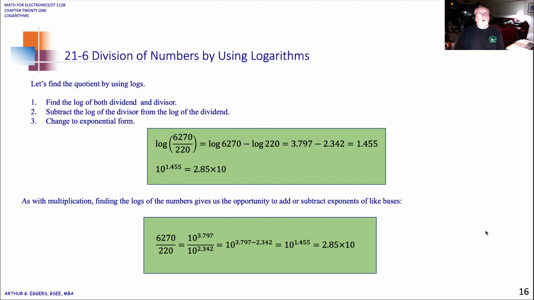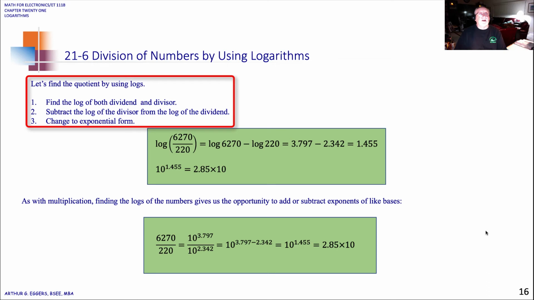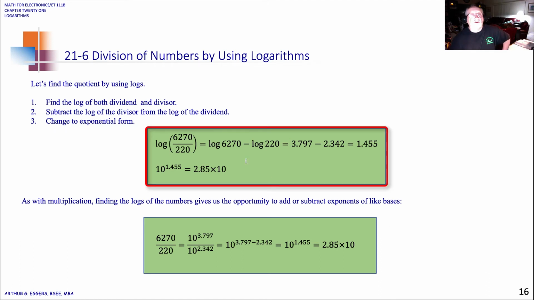So to find the quotient using logs, again, find the log of both the numerator and denominator, the dividend and the divisor, if you will. Subtract the log of the divisor from the log of the dividend, and then change to exponential form. So in this case, we divide it up into the two terms. We take the difference in the two. We get a value of 1.544. 10 to the 1.544 is 2.85 times 10.